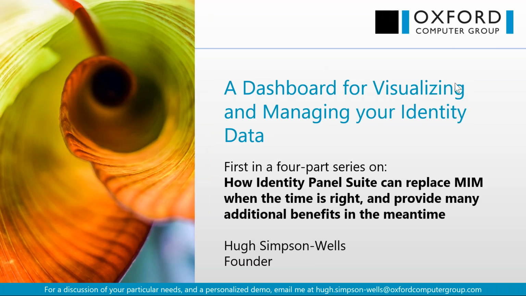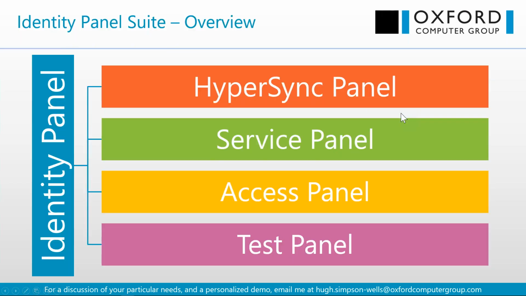Okay, I'm going to get straight into this. Identity Panel Suite consists of 5 applications. There's a core application, Identity Panel, which provides the platform for the others. It does the gathering of data, and it has the reporting, the visualization, and so on. Hypersync Panel is a synchronization engine, and you can think of it as a straightforward replacement on steroids for MIM synchronization.